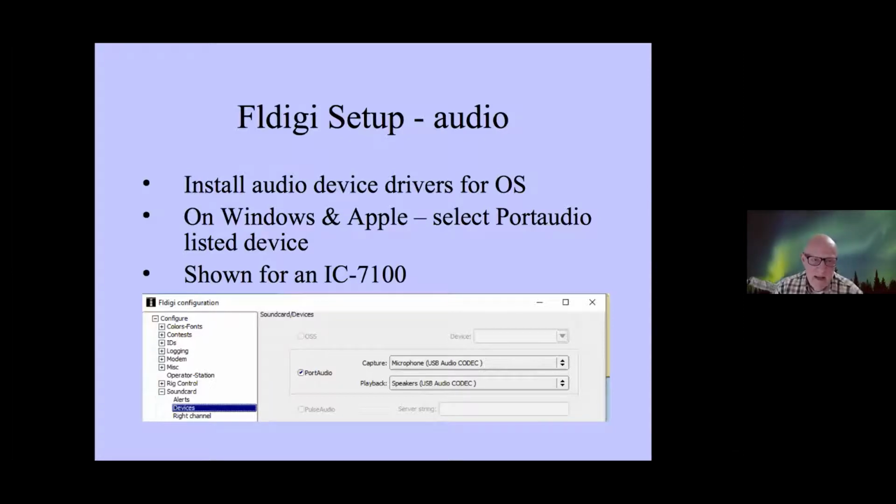So on Windows and Apple, you're going to select PortAudio. And that's the first checkbox here. It's going to be the one that most people will use. If you're on a Linux or Unix system, you'll have more choices, including something called PulseAudio, which is a streaming audio stream to an audio server that's present on most Linux and Unix systems. So this is my setup specifically for my ICOM 7100 on this Apple computer.